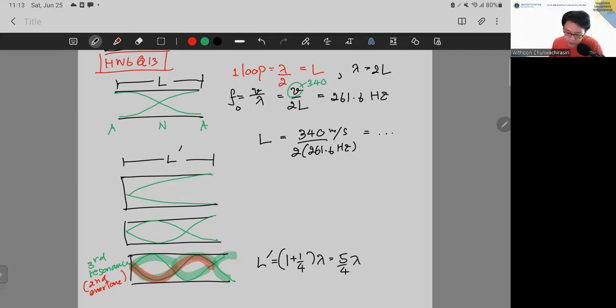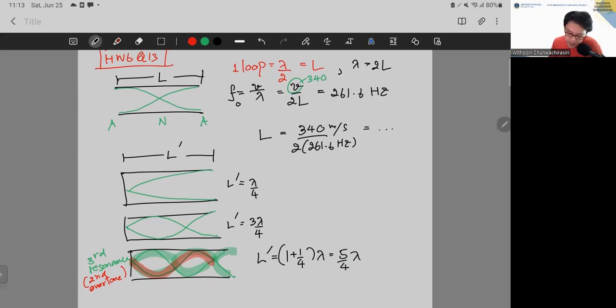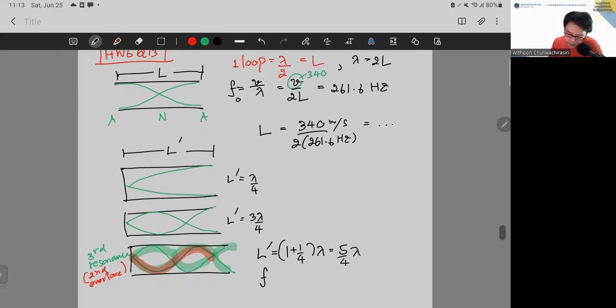All right. So if you want to go from the starting point, this is going to be L prime equal to lambda over 4. This one's going to be L prime equal to 3 lambda over 4. And the third one is going to be L prime equal to 5 lambda over 4. And with this, now you can calculate the frequency. Once again, it's going to be V over lambda. It's going to be V over 5 lambda over 4. Just flip it over.